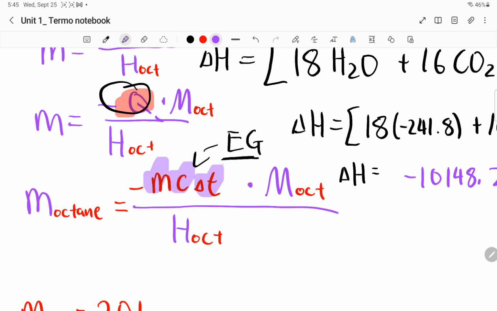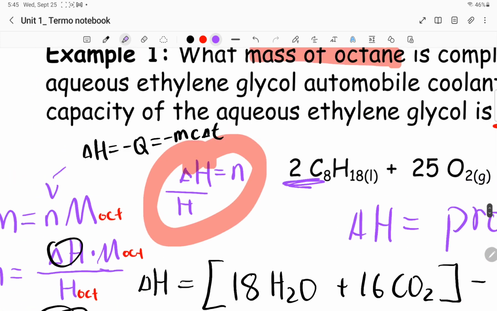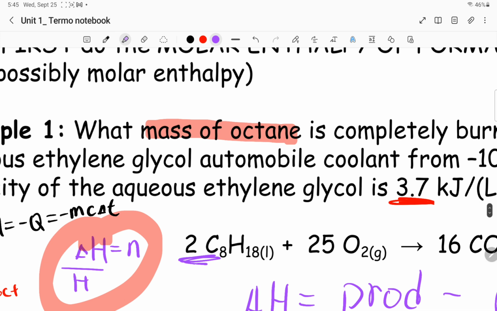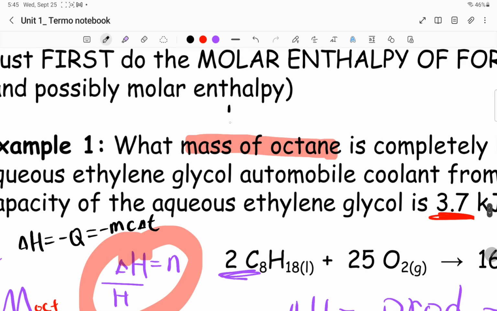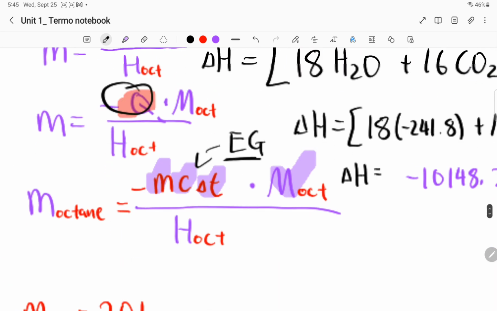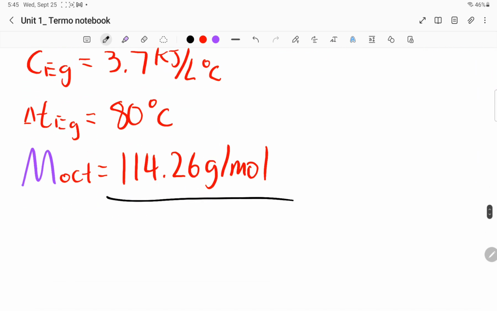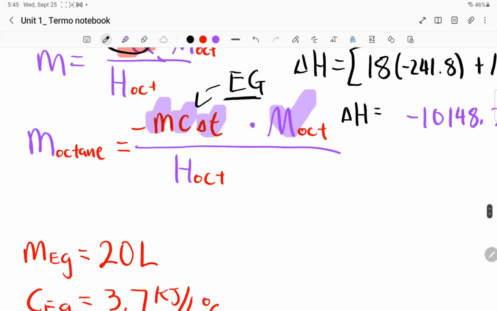That takes care of 1, 2, 3. We need the molar mass of octane. You can calculate that by yourself, but octane is just C8H18. So you do 12.01 times 8 plus your 18 hydrogens. Once you add that up, you will get an answer of 114.26 grams per mole.